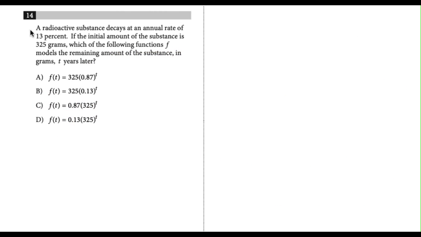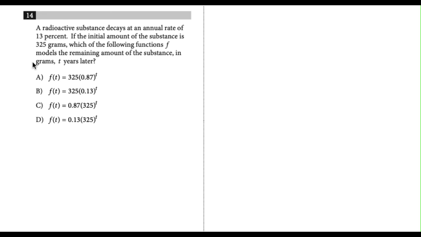Number 14. A radioactive substance decays at an annual rate of 13%. If the initial amount of the substance is 350 grams, which of the following functions f models the remaining amount of the substance in grams t years later?